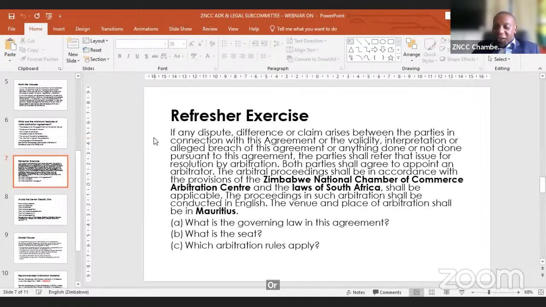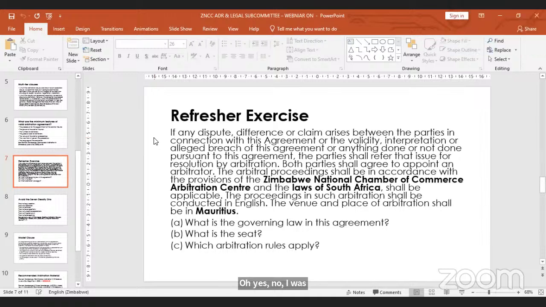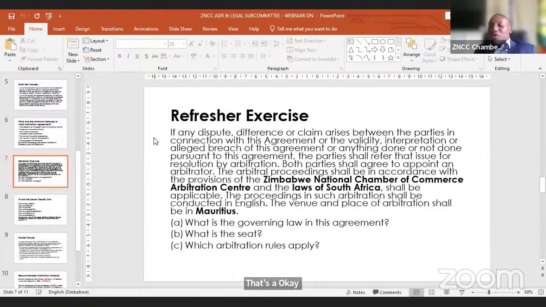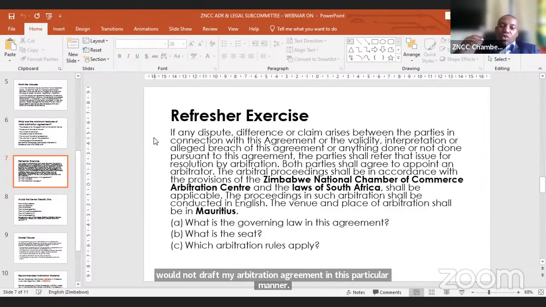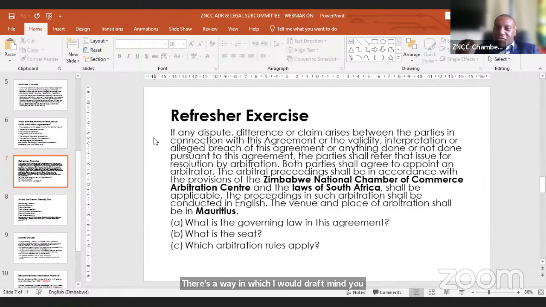Perhaps people are too shy. Yeah, that's okay. The presumption is that they are shy. But the focus here is, remember, we're talking about the do's and the don'ts of arbitration agreements. I would not draft my arbitration agreement in this particular manner. There's a way in which I would draft mine. I've even got a model that we're going to look at and discuss. But we do tend to come across agreements such as this.